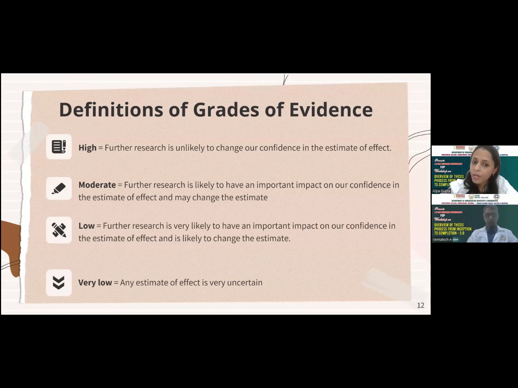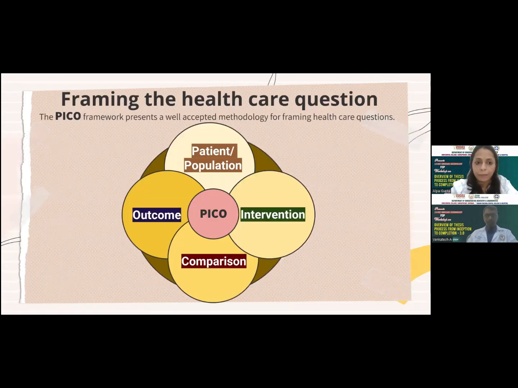If it is moderate, further research is likely to have an important impact on our confidence in the estimate of effect and may change the estimate, meaning it may change our results. Low: further research is very likely to have an important impact on our estimate of effect and is likely to change the estimate. And very low means any estimate of effect is very uncertain.